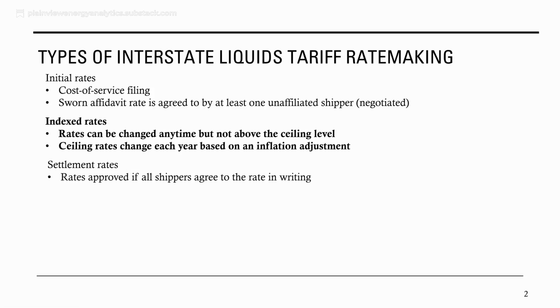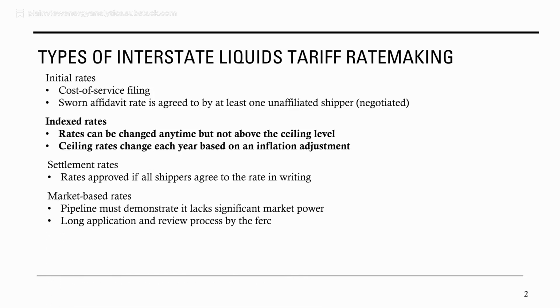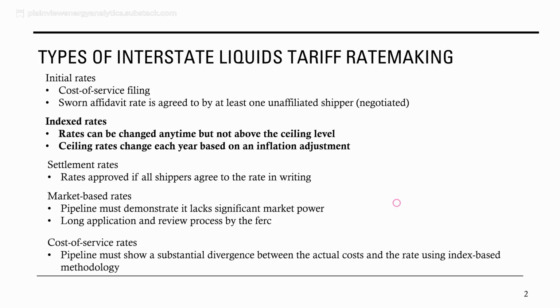There could be settlement rates. You don't see this too often, but there's definitely some pipelines that have it. That's basically like, hey, all the shippers on the pipeline have agreed to this rate, so we should be able to charge whatever we want. FERC says that's fine, so that's settlement rates. Market-based rates, you see this more now. This requires an application to the FERC, where if you can justify that your pipeline lacks market power at the origin market and the destination market, you can essentially charge whatever you want if FERC gives you that market-based rate approval. So it's a long review process, but several pipelines have done that over the last, let's call it 5 to 10 years. Not too common, but it's somewhat common for sure.